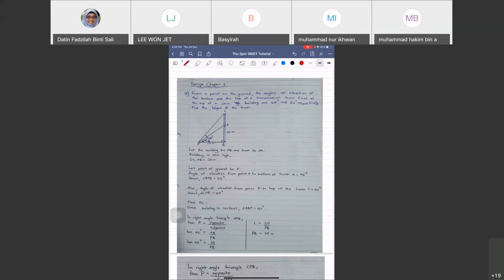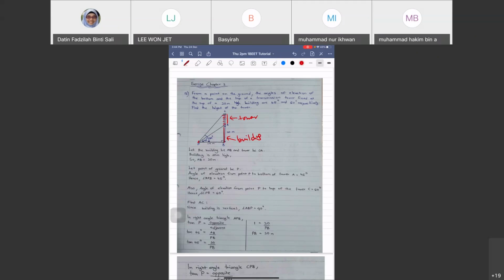Okay, so basically, this question 15. This is the building here. This is building. So this much is a tower. Okay, so you have tower there, and then you have a point P there.